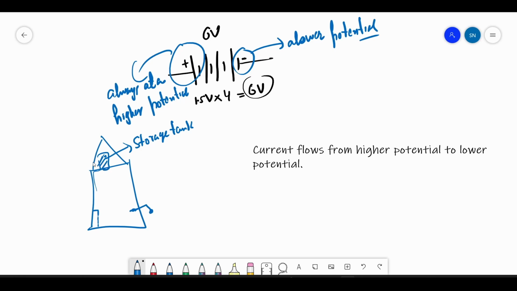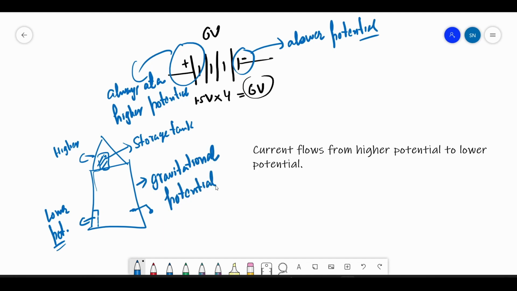Water flows from the higher potential to lower potential by itself, just like heat flows from higher temperature to lower temperature. Right? So this kind of potential is called the gravitational potential, because this is because of the gravitation. Fine? So gravitational potential.